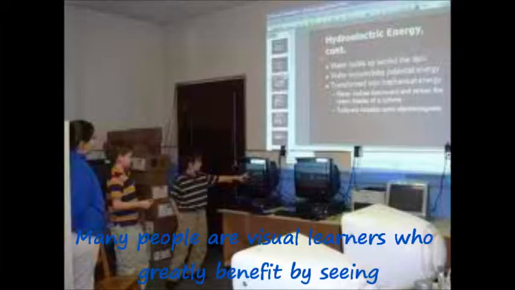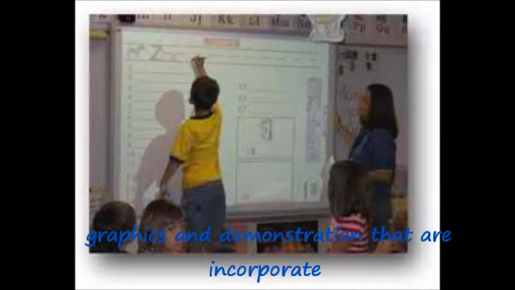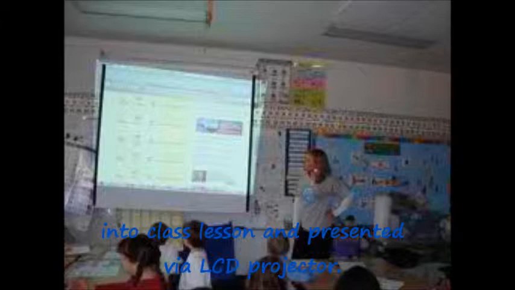Visual learning. Many people are visual learners who greatly benefit by seeing graphics and demonstrations that are incorporated into class lessons and presented via an LCD projector.